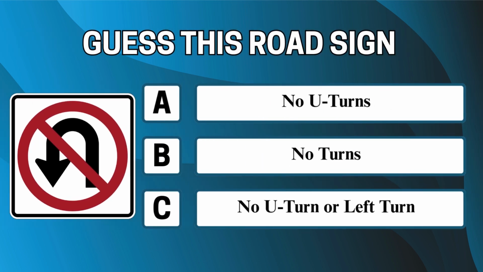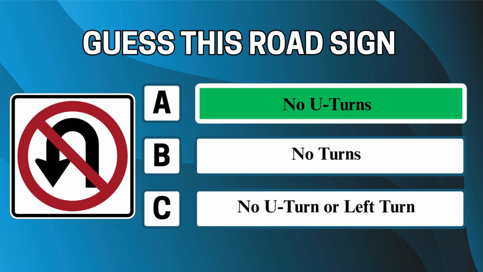Guess this road sign. A. No U-turn. B. No turns. C. No U-turns or left turns. Well spotted, it is the no U-turn sign.